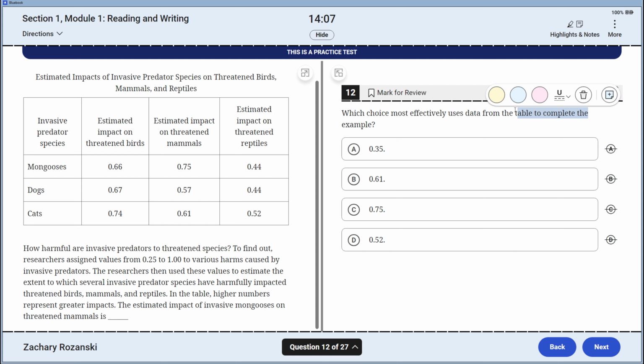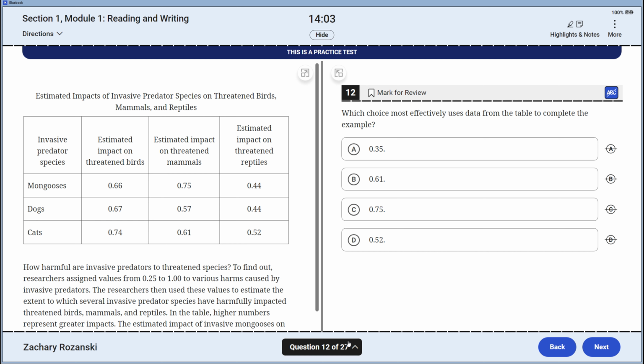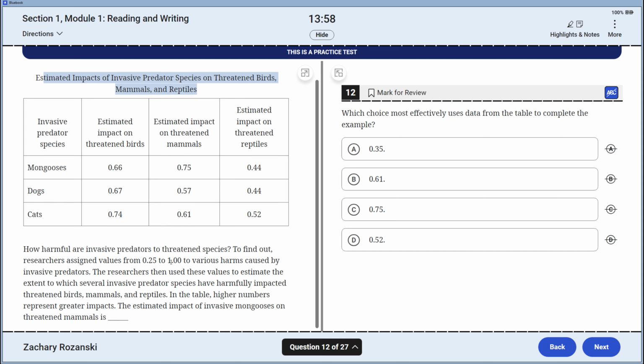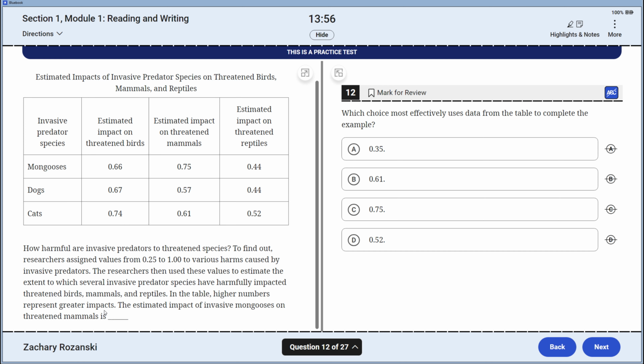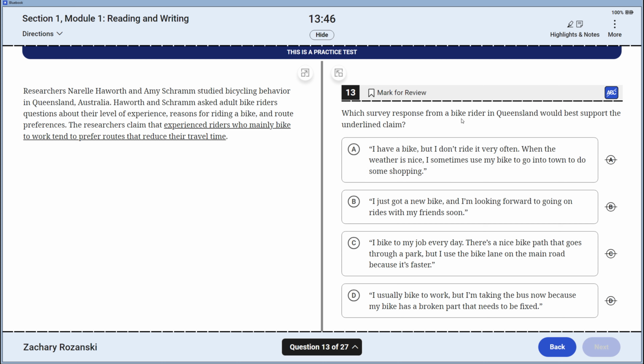12. Use data from the table to complete the statement. The estimated impact of, we should be reading the titles on these. Estimated impacts of invasive predator species on threatened birds, mammals, and reptiles. The estimated impact of invasive mongooses on threatened mammals is 0.75, 0.75.